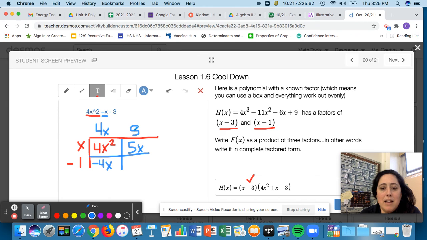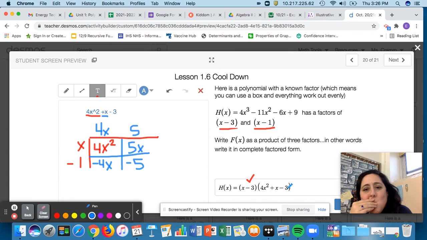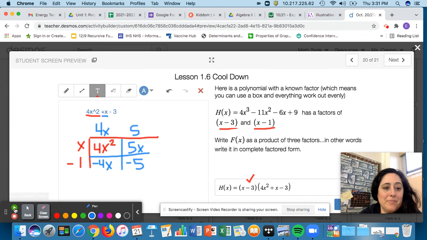And here, 5 times -1 would give me -5. So let me just make sure real quick that this was good. 4x to the third, x squared. Okay. So let me pause this for a second.